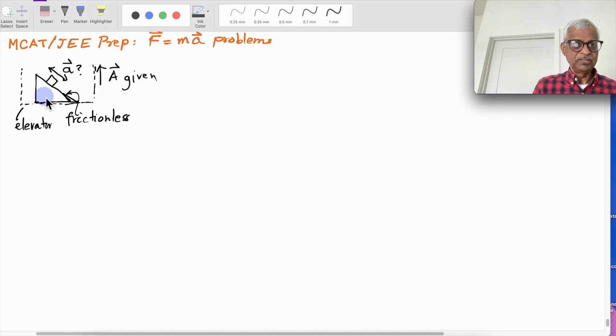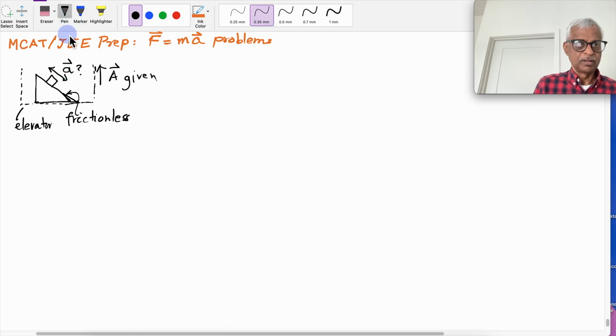So we have a wedge, this block, and it's kind of fixed to the bottom of an elevator. See, it's the bottom of the elevator. This is fixed to the elevator, and the elevator itself is going this way.